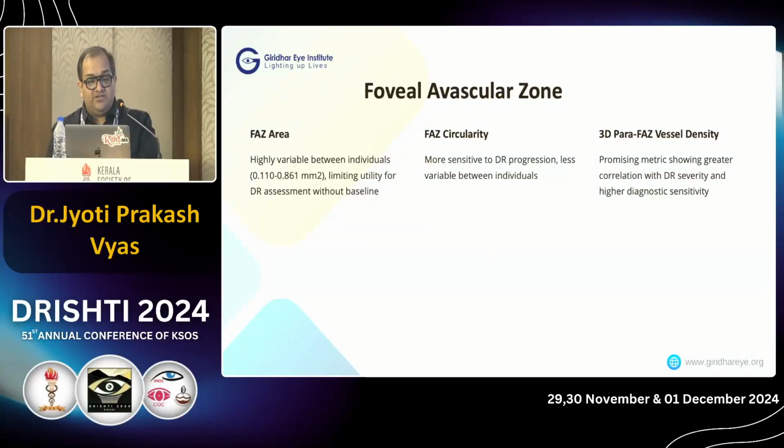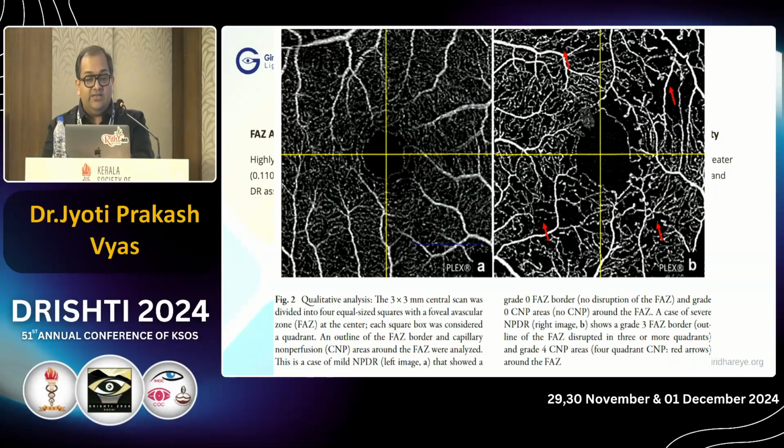So in the foveal avascular zone, they looked at the area, the circularity, and the parafoveal vessel density. This is a very nice picture from this article. To the left of your screen is a normal foveal avascular zone, and to the right is a diseased one. On the left, they divide it into 4 quadrants, and it is called a grade 0 capillary foveal avascular zone with 0 capillary non-perfusion. To the right, 3 quadrants out of the 4 show an irregularity of the margin of the foveal avascular zone, along with variable degrees of capillary non-perfusion in all the 4 quadrants.